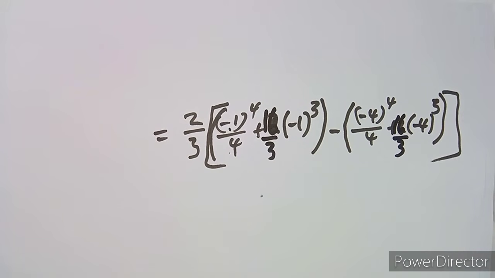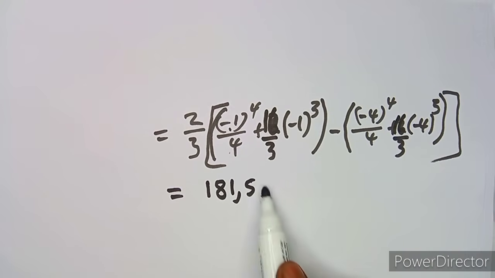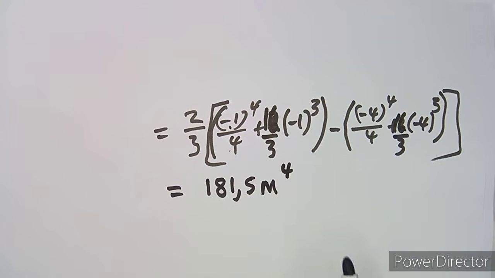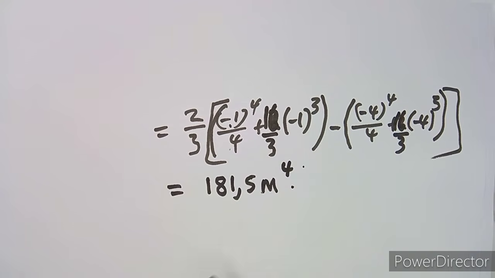So let me see what I'm going to have if I simplify this properly, guys. Because our limits are now being applied, it's going to be something like 181,5, if I'm not mistaken, and to say these are meters to the exponent of 4. So once you're at that stage, you have your answers properly presented.